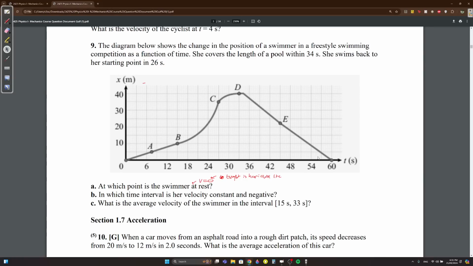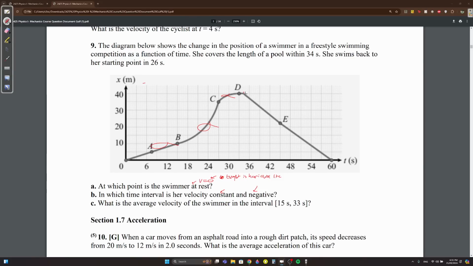This isn't the x-axis, it's the t-axis. Anyway, in which interval is the velocity constant and negative? Constant means a straight line, oblique line, whatever. Oblique line and straight line mean the same thing. So it's not here because it's curved. This is curved as well. We also want it to be negative, so sloping downwards. So it's not here, and that means it's in this time interval over here.